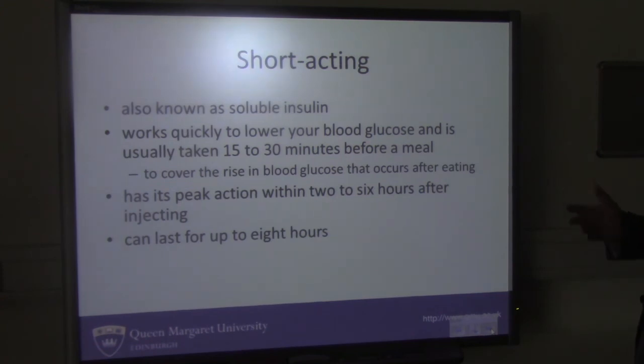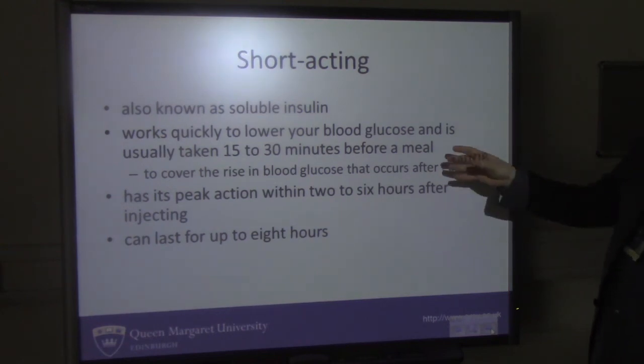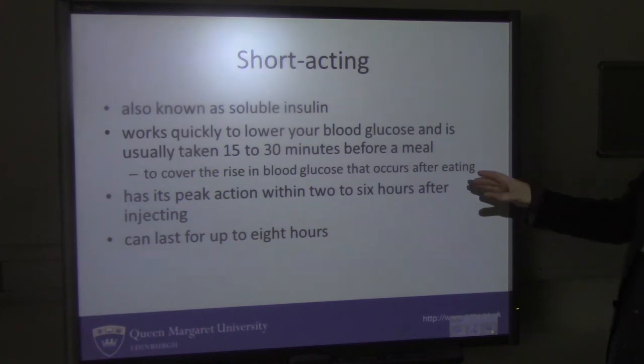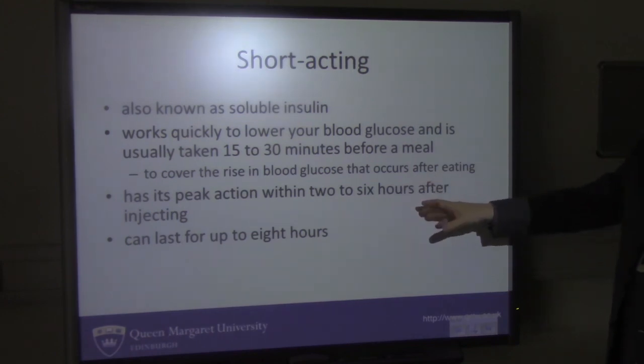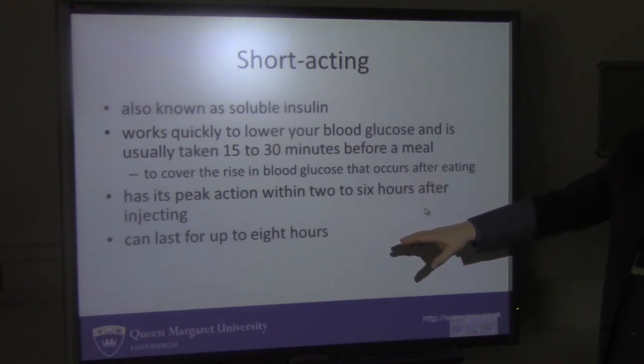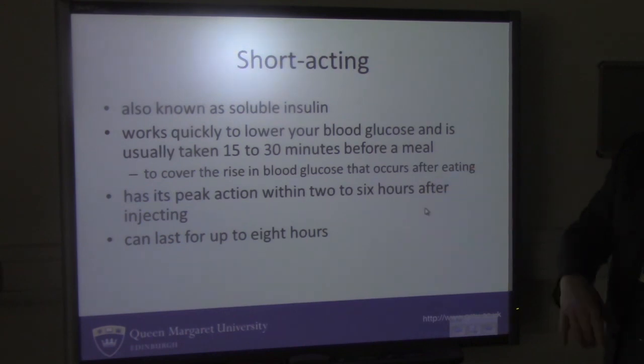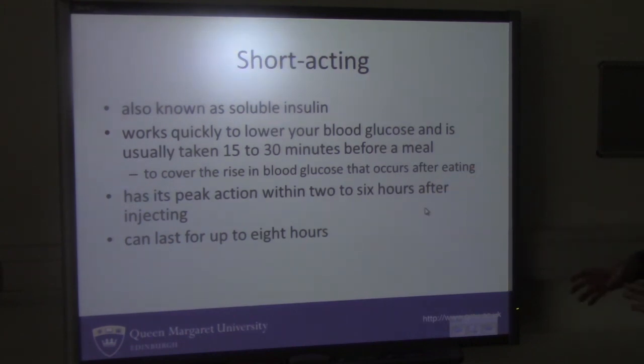We then have short acting, which are known as soluble insulin, and these work to lower the blood glucose, taken just before a meal. And they only cover the rise in glucose that occurs after eating. They're not there for the day. So you might only get peak action within a couple of hours or so. They can last for up to 8 hours, but they're nothing compared to the 24-hour action of the long acting.